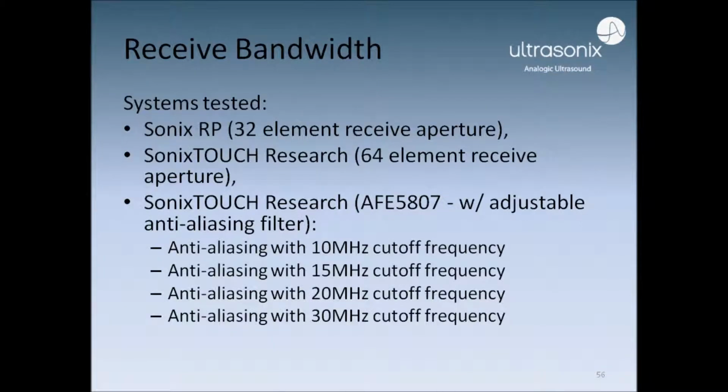We have carried out some tests to determine the bandwidth of our systems on the receive side, and I'm going to present a few slides on that. We have tested the Sonix RP with 32 receive channels against the Sonix Touch, which has 64 receive channels. We have also tested how changing the cutoff frequency of the AFE5808 would affect the bandwidth of the Sonix Touch system. The details of these tests can be found on our Wikisonix.